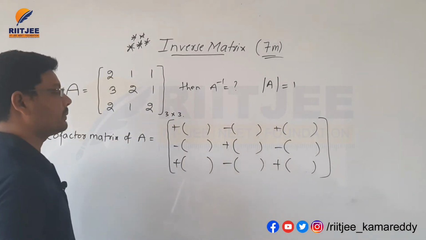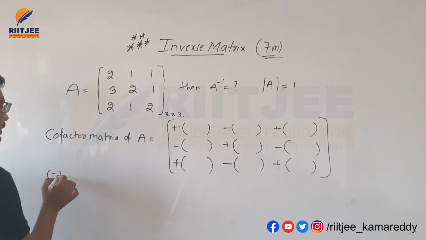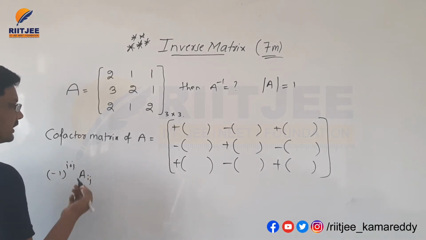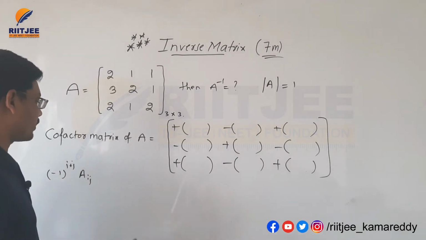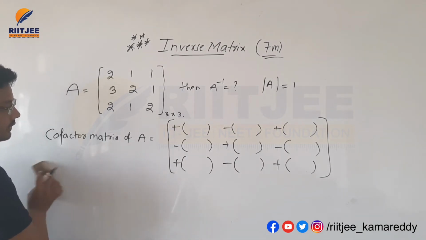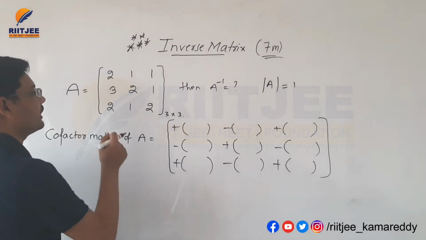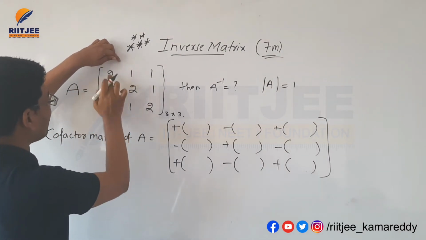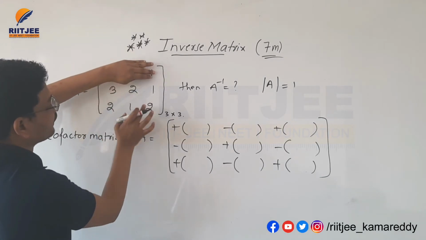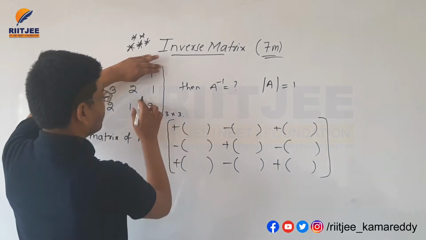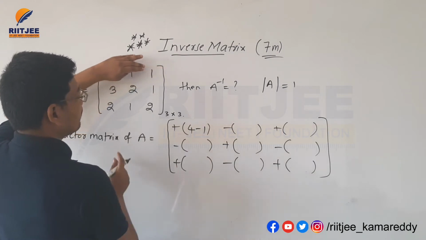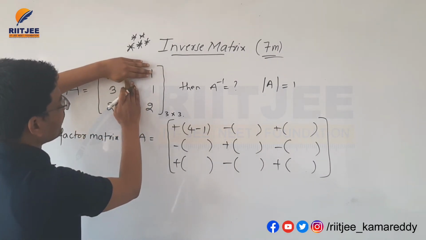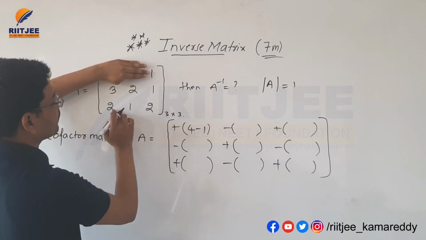Why are we taking plus minus here? The formula of the cofactor is minus 1 whole to the power of i plus j times a i j. This is the formula to find the cofactor of an element. Since we have this formula, first of all we need to find the cofactor for 2 here. Eliminate the row and column which has 2 here. 2 into 2, 1 into 1. 2 into 2 is 4, 1 into 1 is 1. Next, for 1 eliminate the row and column which has 1 here. 3 into 2 is 6, 2 into 1.